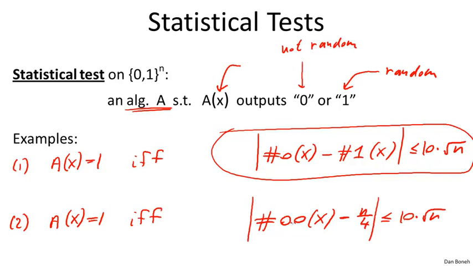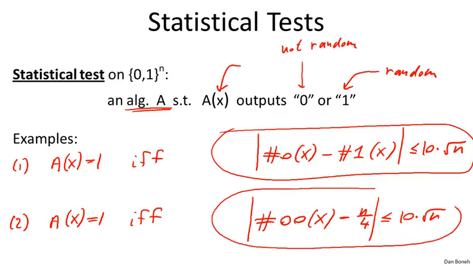And so what the statistical test will do is it will say, well, if the number of zeros is roughly n over 4, in other words, the difference between the number and n over 4 is, say, less than 10 square root of n, then we will say that x looks random. And if the gap is much bigger than n over 4, we'll say, hey, this string doesn't really look random, and then the statistical test will output 0.